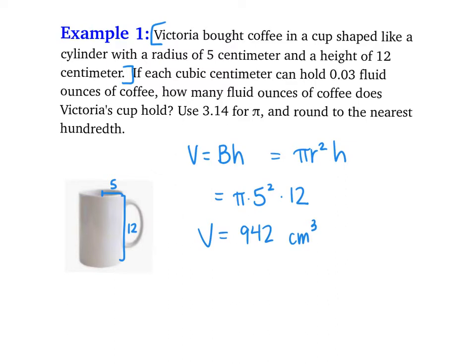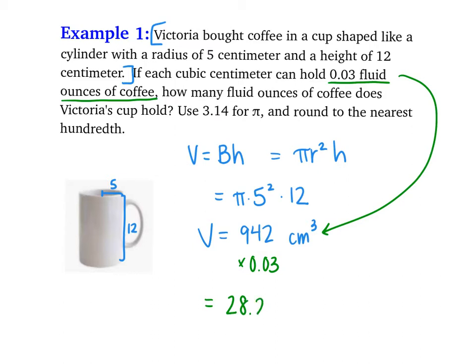Okay, now I'm going to focus on the second part of the problem. It says if each cubic centimeter can hold 0.03 fluid ounces of coffee, how many ounces can the cup hold? So what we're going to do is take this number and multiply it by our answer for volume. If there's 942 cubic centimeters total, and each one can hold 0.03 fluid ounces, I should be able to multiply them to get the number of ounces. So 942 times 0.03 gives me an answer of 28.26 fluid ounces.